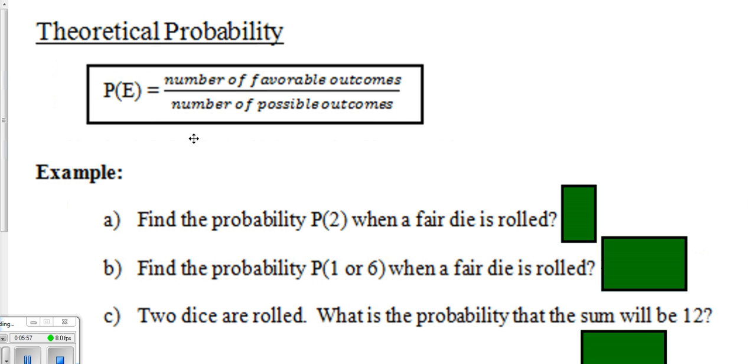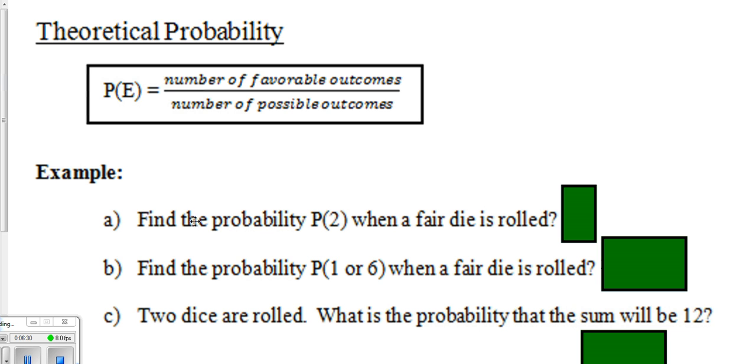So theoretical probability, and how would we actually calculate it? Well, we usually use P on the outside of some parentheses. That would be called our probability of an event. Whatever that event is, we'll just call it E in this case. So probability of E happening is equal to, like a fraction or a ratio, the number of favorable outcomes, so like the ways you can possibly win, over the number of possible outcomes. So just the ways that it could possibly end up.